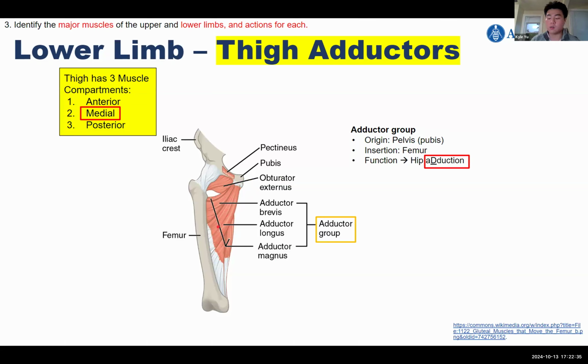We'll get into contraction when we get to, I believe, Zach's presentation next in histology. But when you're contracting the muscle, you're activating the muscle, and you're able to pull the femur and subsequently your leg back towards your midline with the rest of your body.